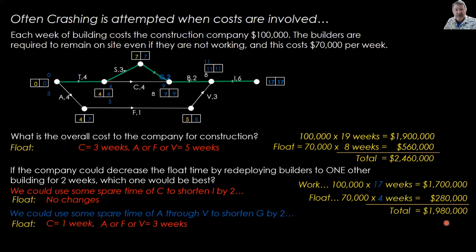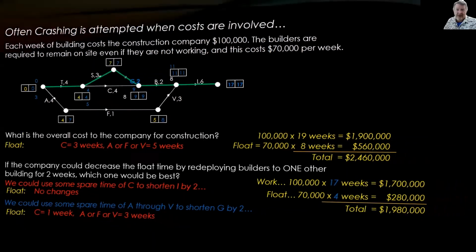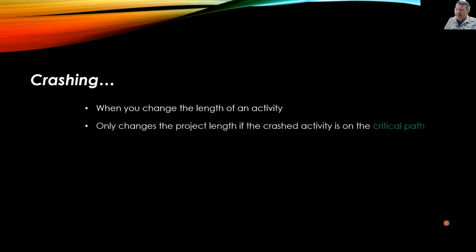Now, I know that's a lot to take in, so I'm just going to leave you with a list of things that are involved in crashing. All right. So first one, when you use crashing when you want to change the length or the time of an activity or the weight of an activity. Second one, only changes the project length, the total length, if the crashed activity is on the critical path.